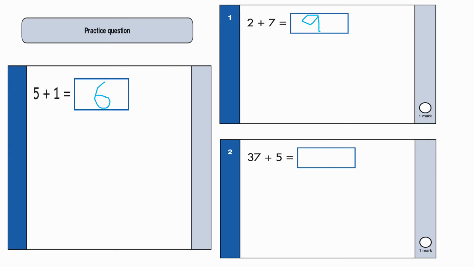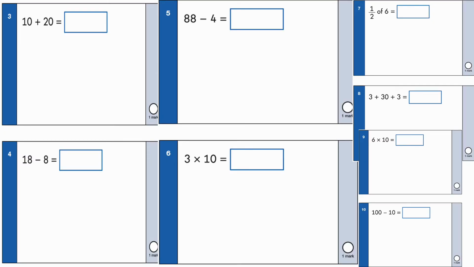This is question number 2. 37 add 5. Well, I can write it in like a column addition. So 7 add 5 is equal to 12. 2 carry the 1. 3 add the 1 is 4. So the answer is 42. Okay?